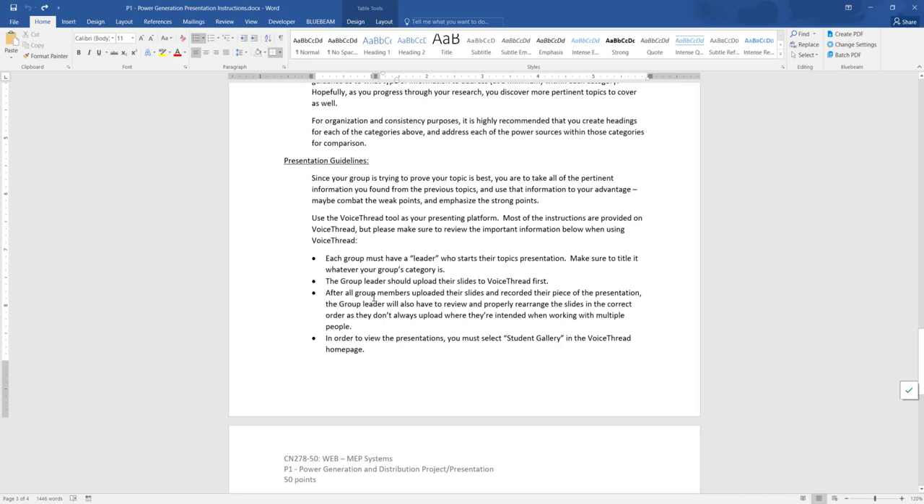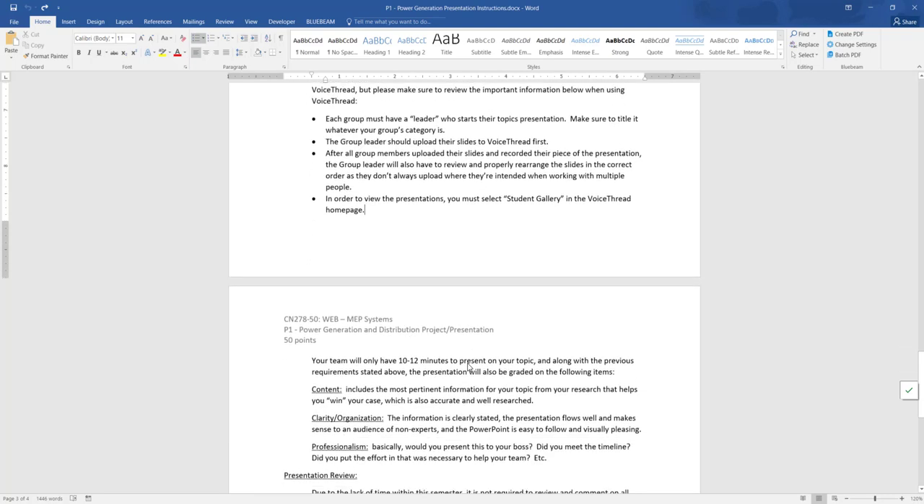And then after all group members have uploaded their slides, after the leader did it, the group leader will have to go back and make sure to review and properly rearrange, because they don't always fall right in place the way that you intend them to. So make sure that they're in the right order before you fully complete and submit your presentation through that. Okay, in order to view the presentations, you must select the Student Gallery button in VoiceThread on the home page.